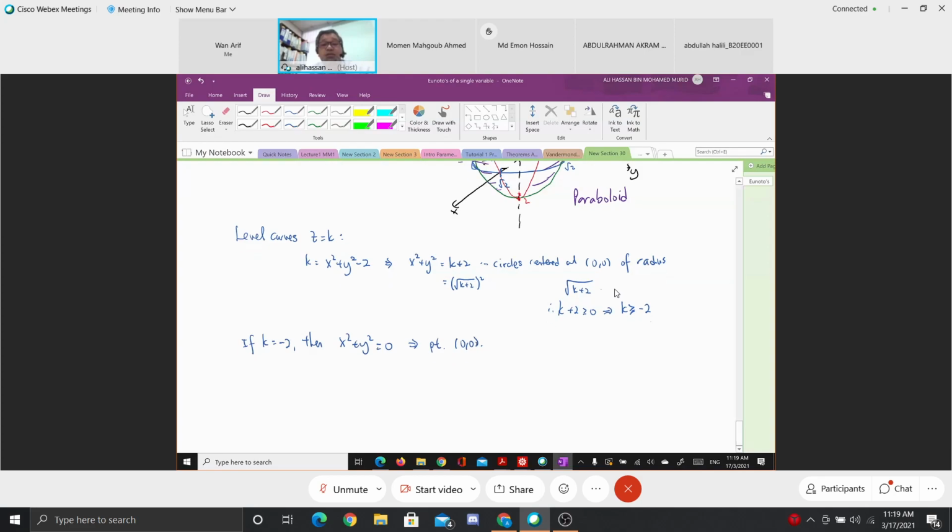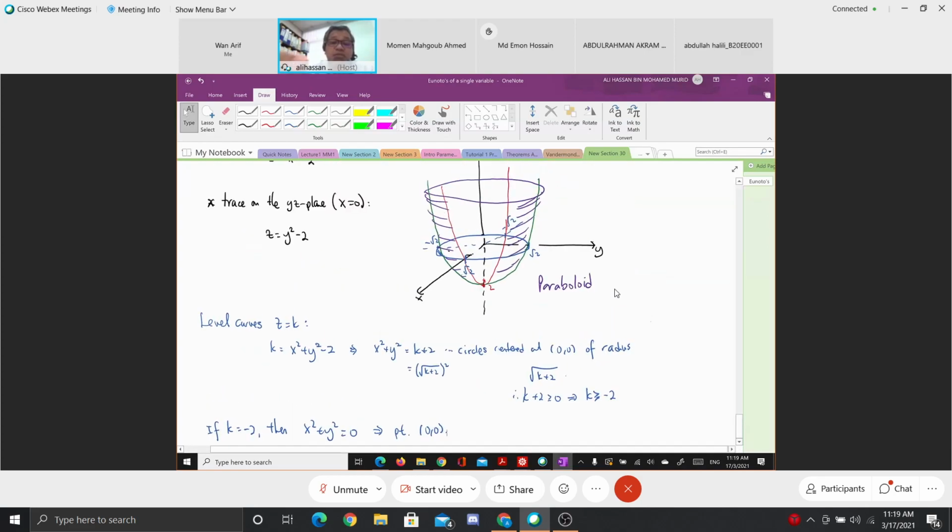You see from the graph, here is minus 2. This is the tip of the paraboloid here. So when x is 0, y is 0, z equals minus 2 here. So if k equals minus 2, the level curve is just this point here, (0, 0, minus 2).